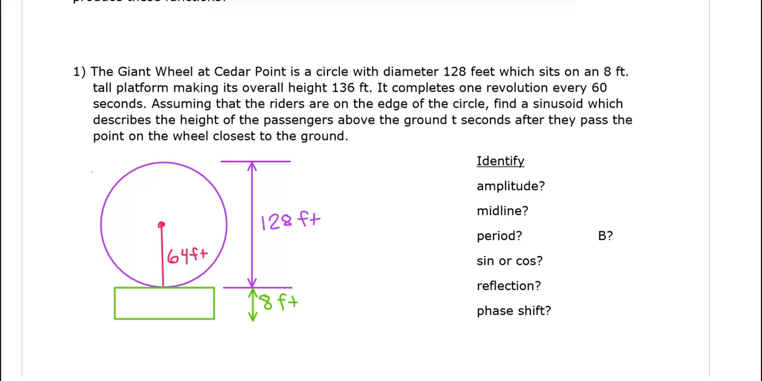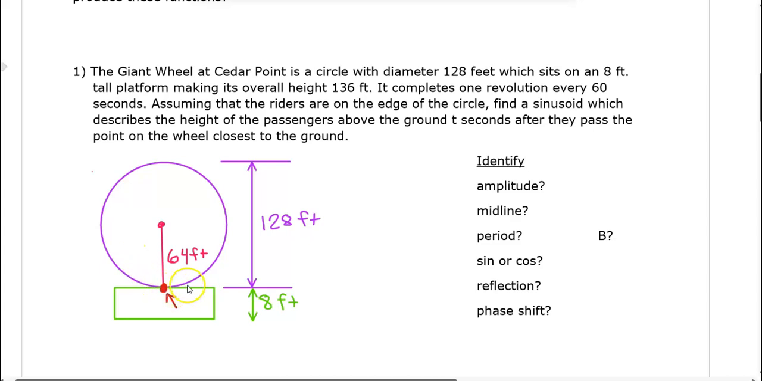Now, it also says that the riders are sitting on the edge of the circle, and they're going around the circle as it's going. And we're trying to find the height of the passengers above the ground t seconds after they pass the point on the wheel closest to the ground. So this would be that point where it's closest to the ground. That would be this point right here. And so what we're trying to do is find a graph or an equation, essentially, of this going all the way around.